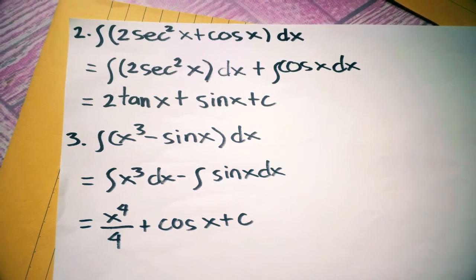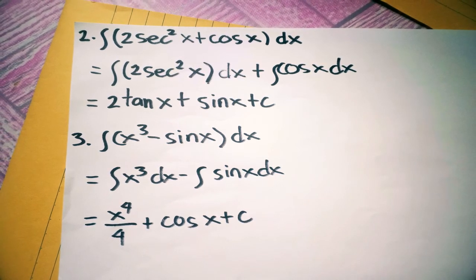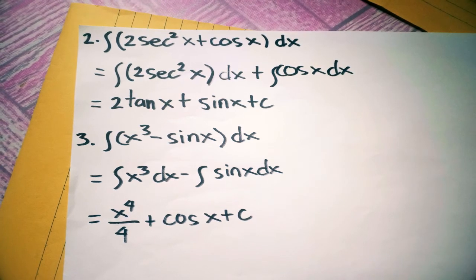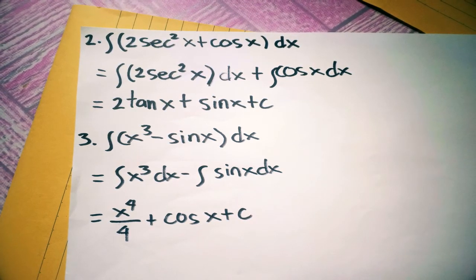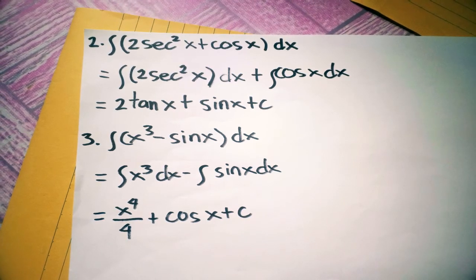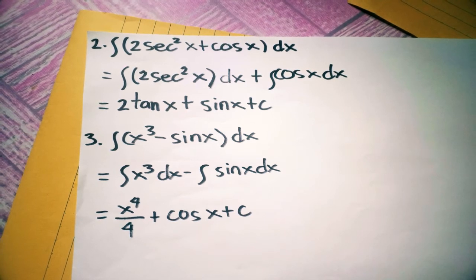Number 2, the integral of the quantity 2 sec squared x plus cos x dx is equivalent to the integral of 2 sec squared x dx plus the integral of cos x dx, which equals the final answer, 2 tan x plus sin x plus c.